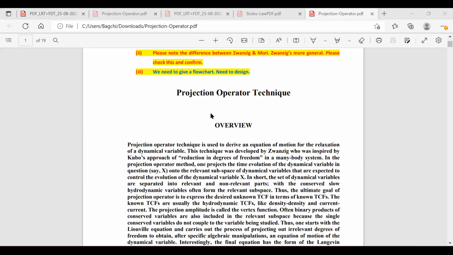Okay, now let me see if I can make it bigger, because this is a lot of fun. No, it's not getting bigger. It's at 100%. Why is it not going more than 100%? I don't know. Okay.